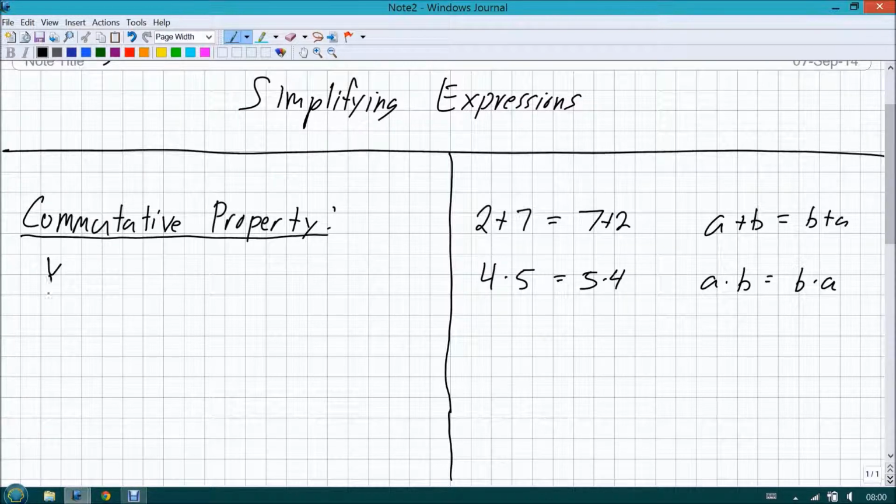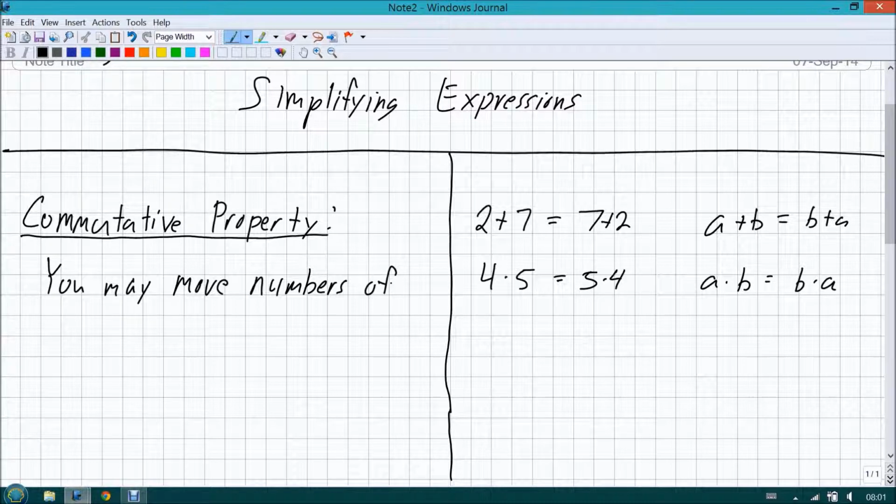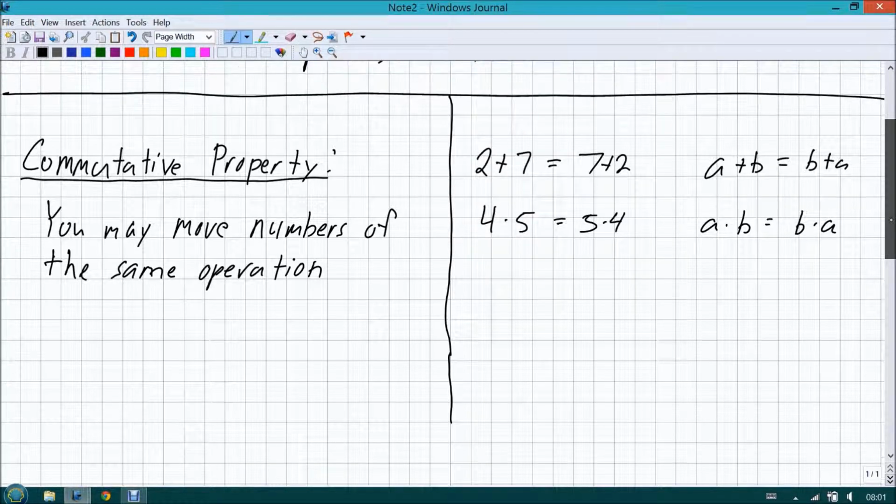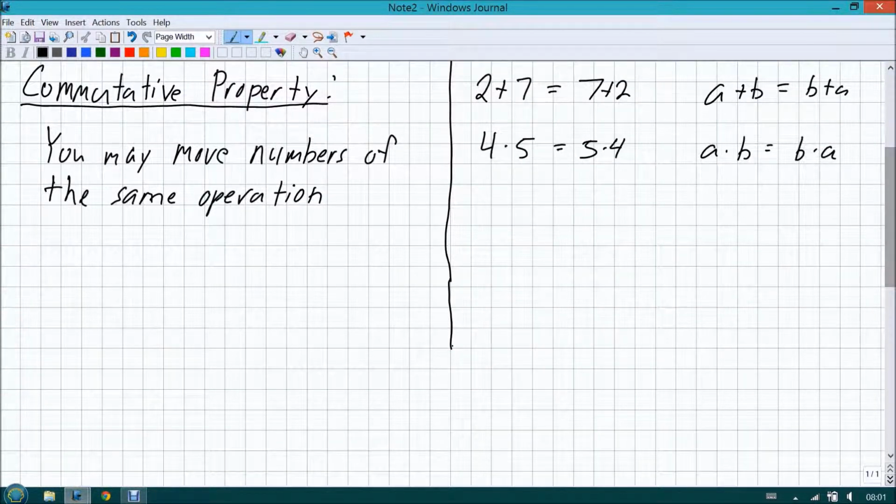So the commutative property says that you may move numbers of the same operation. So what does it mean to be an operation? An operation is addition or multiplication. So we can move addition, we can move multiplication.